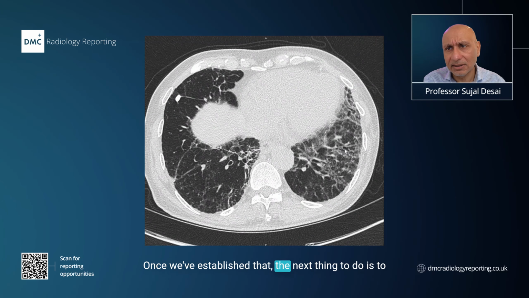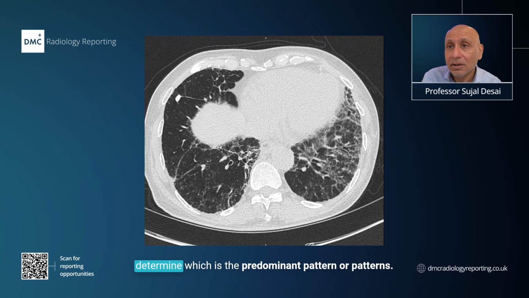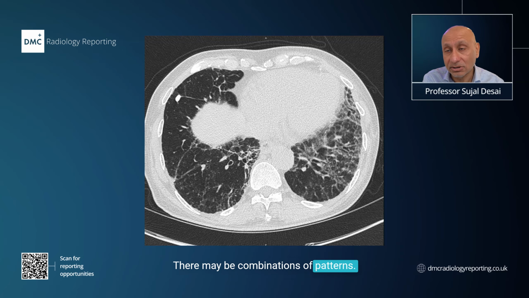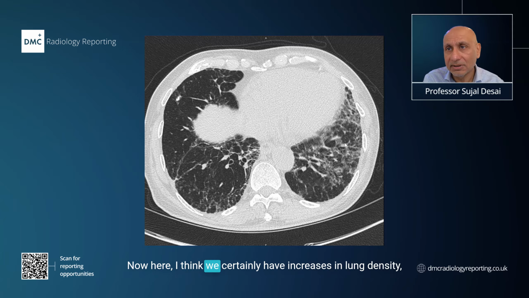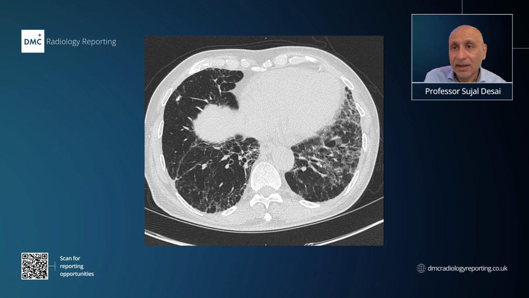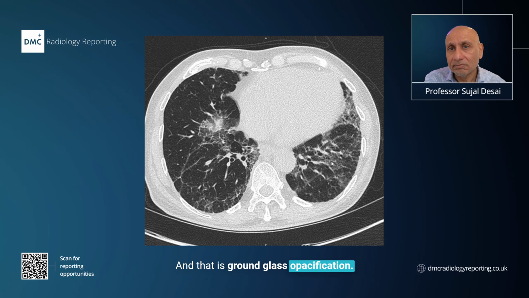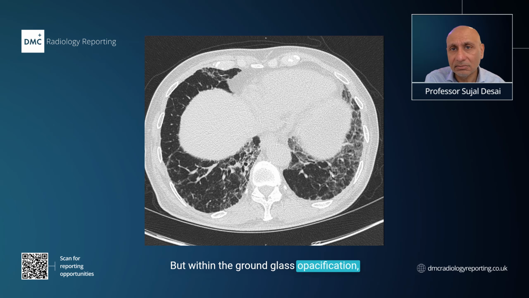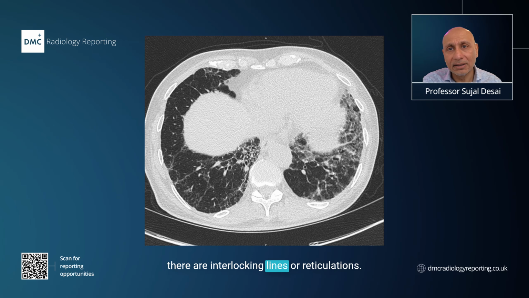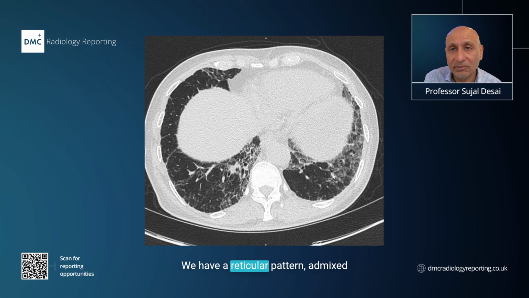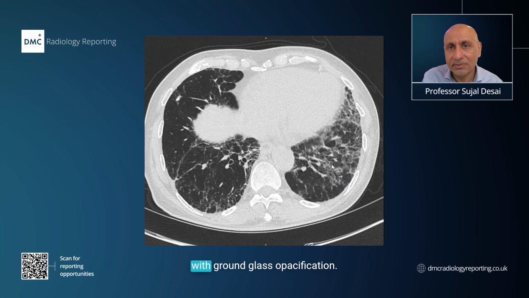Once we've established that, the next thing to do is to determine which is the predominant pattern or patterns. There may be combinations of patterns. Now here, I think we certainly have increases in lung density, which are not obscuring the bronchial and vascular markings, and that is ground glass opacification. But within the ground glass opacification, there are interlocking lines, reticulations. We have a reticular pattern admixed with ground glass opacification.